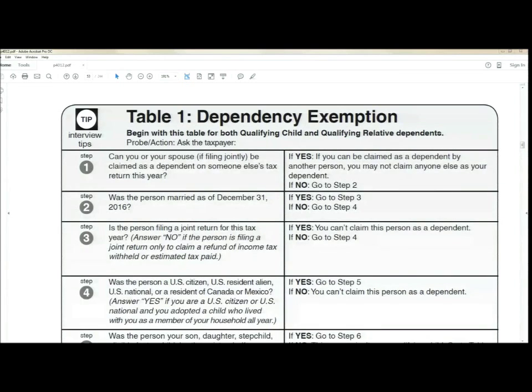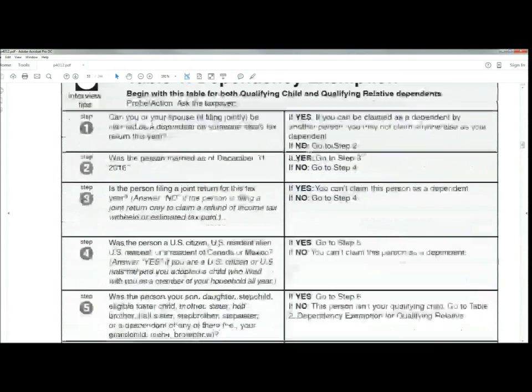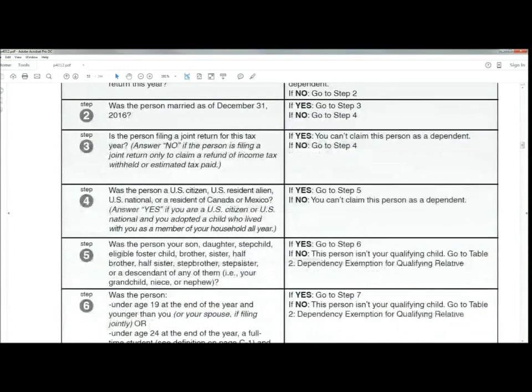We've got to be thinking, our taxpayer, this person here. There may be other people involved. We'll get to them, but one at a time. So right now it's Jane. Can Jane claim her daughter? Can anybody claim Jane as a dependent? No, way too much income. Was Jane married? No. So go to step 4. Was the person a U.S. citizen? In other words, was Brittany a U.S. citizen? Yeah.